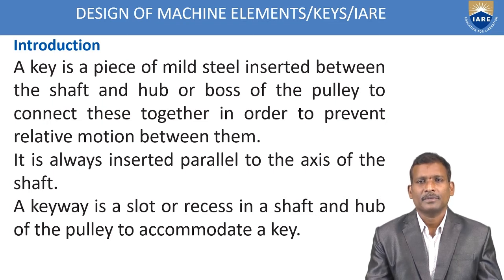It is inserted between the shaft and hub or boss of the pulley to connect these together in order to prevent a relative motion between them. So this is the first primary function of the key. It is inserted between the shaft and hub to prevent relative motion between these two parts. That's why a key is a machine element.